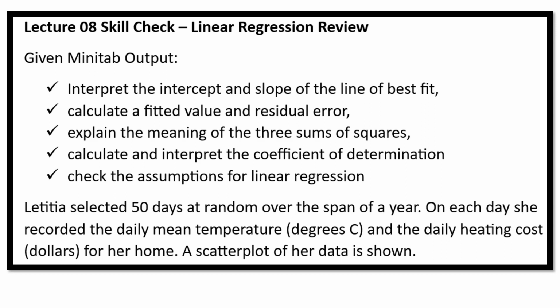Here we're going to start the first of two, maybe three skill checks where we go over the concepts involved with simple linear regression. In this scenario, we're imagining that Letitia selected 50 days at random over the span of a year, and on each day she measures two things. She measures the average daily temperature for that day. That's going to be a predictor. And then she also measures the amount of money she spent that day on heating her home. That's the response variable. Now, I generated the data using Minitab.